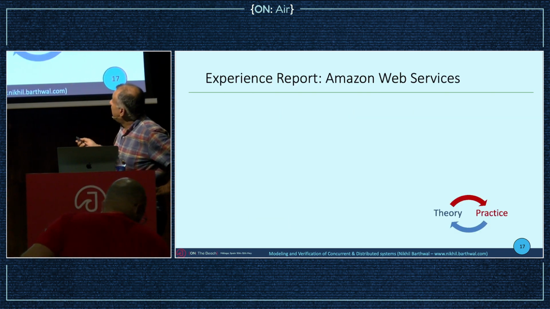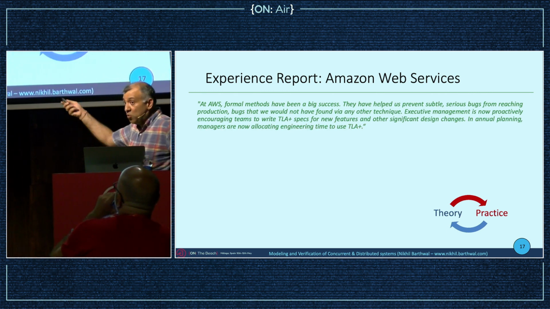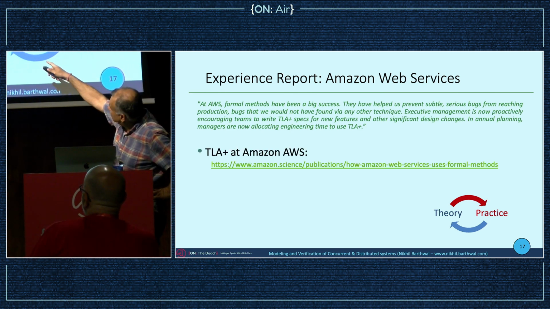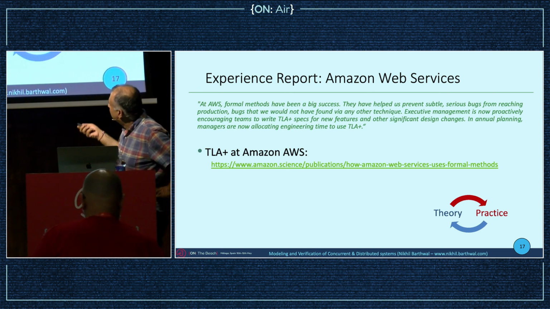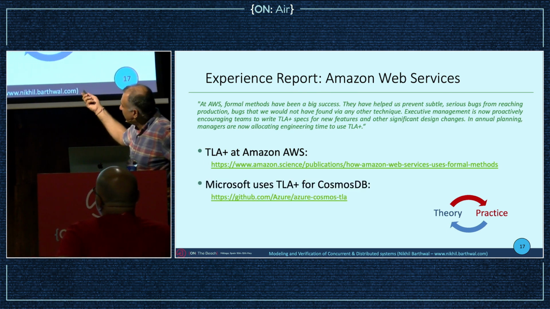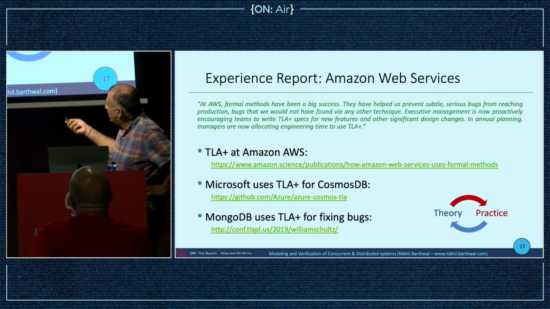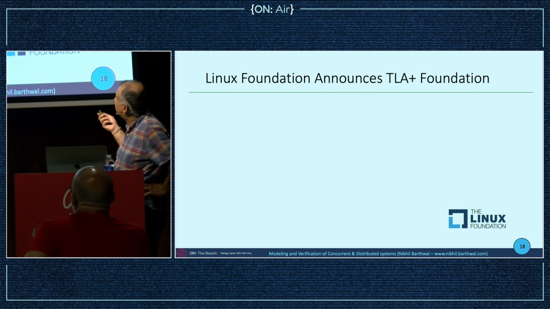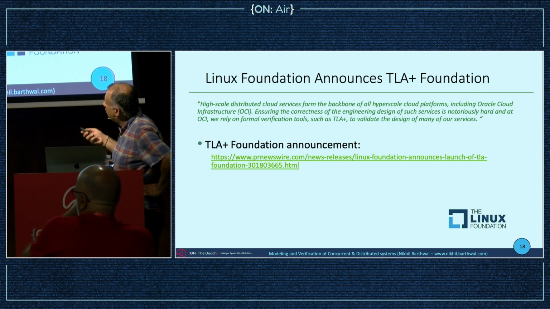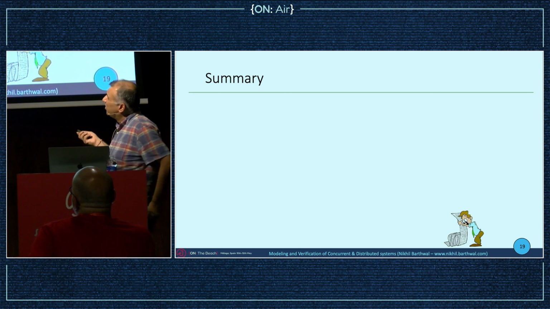Now this is the interesting part. Amazon Web Services actually used TLA plus, and they still continue to use it to model their systems. And this is the document you can find on Amazon publications, and this is basically an extract that I have here. That in one line, it's really helpful, right? And Microsoft uses TLA plus for Cosmos DB. That's the implementation they have. MongoDB uses it for fixing bugs. The Linux Foundation basically announced recently, this is fairly recent, the TLA plus Foundation. Oracle was one of the founding members, so they have these announcements. So it just tells you the practical utility of TLA plus.